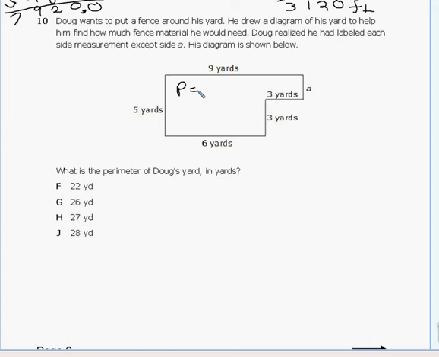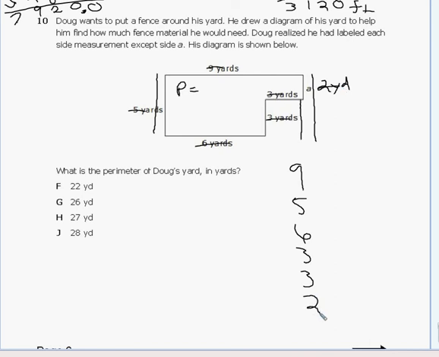If I look at this, I know from here to here is 5 yards. The distance from here to here is going to be 5 yards also. And I know this area right here is 3 yards. So to make up this distance right here, that'd be another 2 yards. So that's 2 yards right there. Now all I need to do is add up all the sides. That's 9, have 5, have 6, have 3, and I have 3 again, and then I have my 2, and that's all my sides.